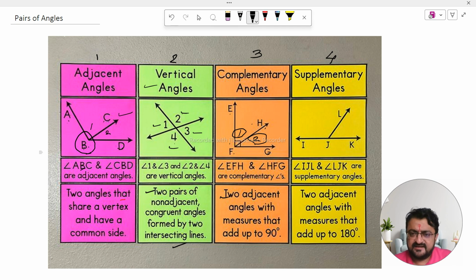You can see in the figure here I gave you two different angles. Angle number 1, that is IJL, and angle number 2, that is LJK. So it is given on the screen. You can see here also. Okay, two adjacent angles with measures that add up to 180 degree. Yes, 180 degree. That is called as supplementary angle pair.